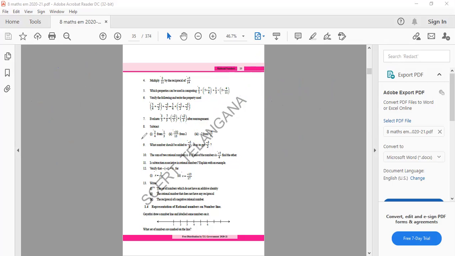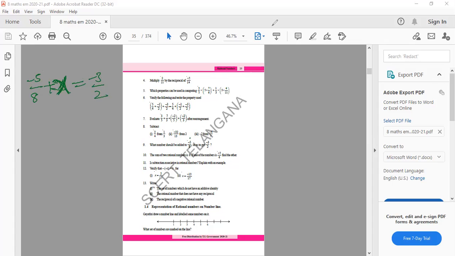Next, we'll continue. What should be added to minus 5 by 8 so that we get minus 3 by 2? That is what they're telling. You need to add something to minus 5 by 8. Are you adding x? You have to get minus 3 by 2.